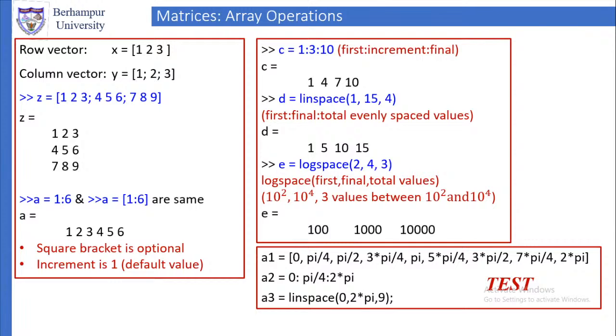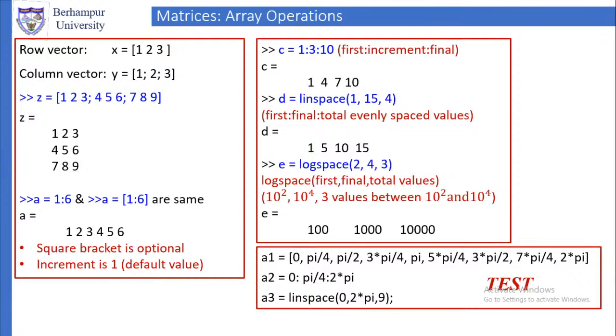So 1 colon 3 colon 10, first element is 1, it will be incremented by 3 for the second element. So 1 plus 3 is 4, then it will be incremented by 3 for the next element, 4 plus 3 is 7, and then it will be incremented for the next element, 7 plus 3, 10.